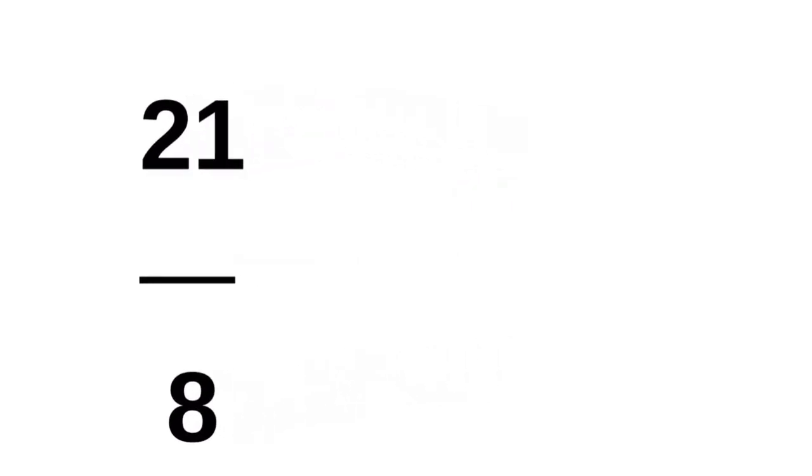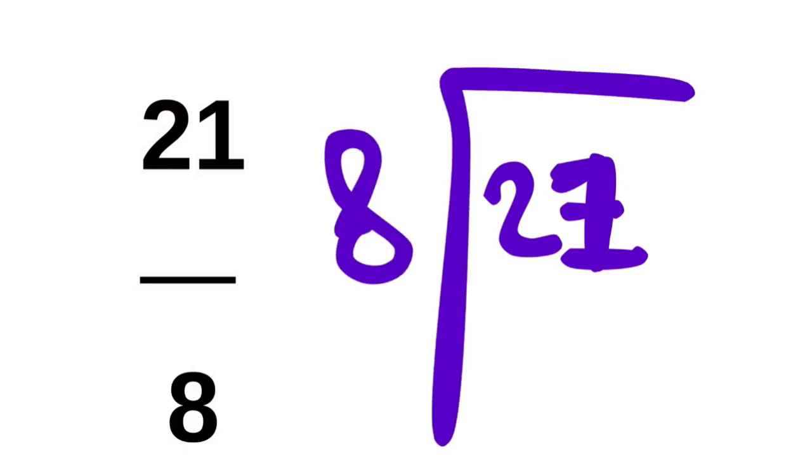This one, 21 divided by 8. So this is an improper fraction. In order to change this into a mixed fraction, we first need to do the division. I can fit 2 8s in 21 because 3 8s will equal 24, so it's bigger than 21, right? So 2. 2 times 8, 16.